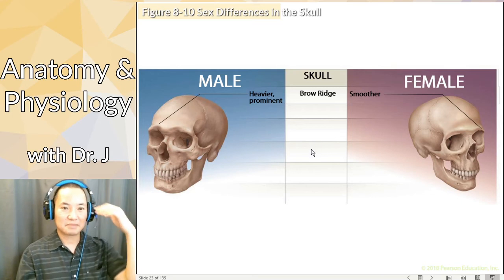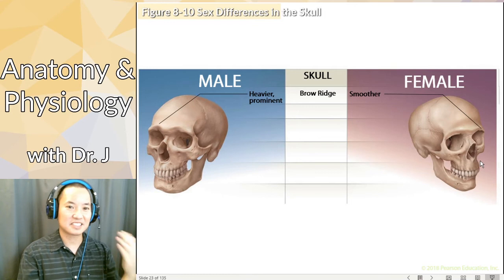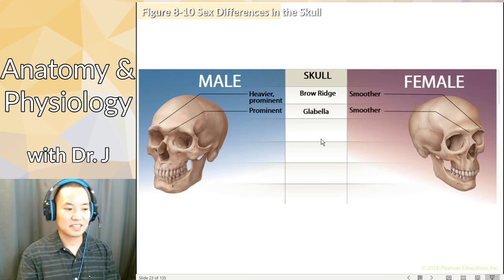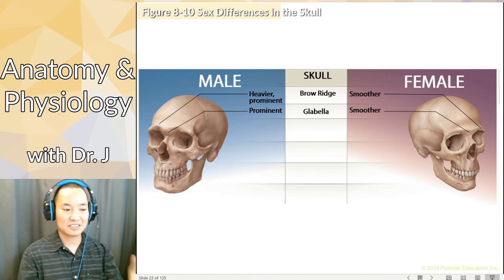So man, we're kind of like cavemen. We have heavy brow ridge, and then female smoother. But again, this is very general. It's not always, but typical male versus female skull. And then glabella. It's the glabella right over here. So this is like prominent, but again, it's hard to see in this picture.